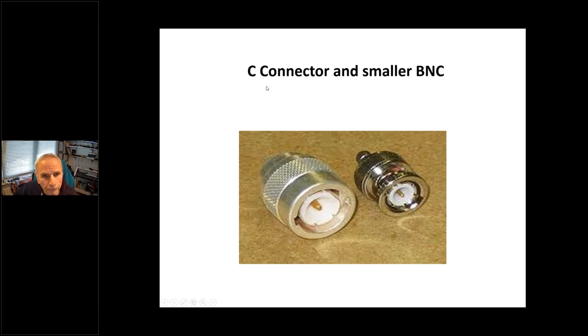The C connector was named after Carl Concelman, and he developed a connector, and you can see the points here. This is a bayonet connector. And again, this went up to also 11 gigahertz, but in a bayonet form, and slightly larger in terms of the size of the cable that it can handle.